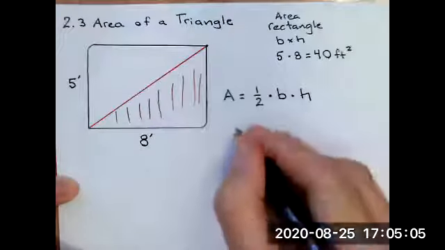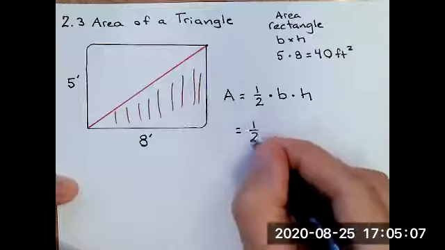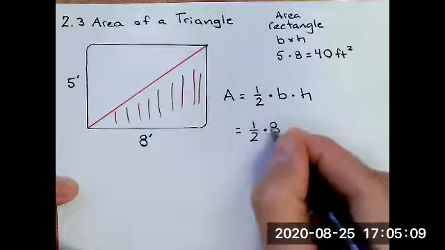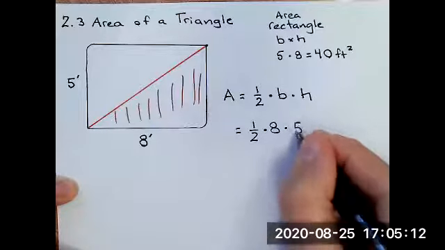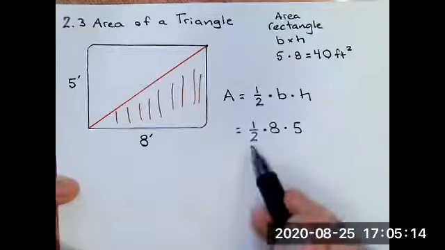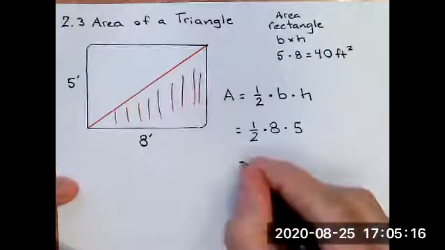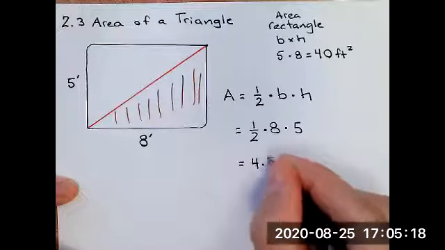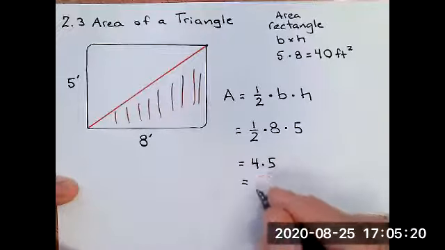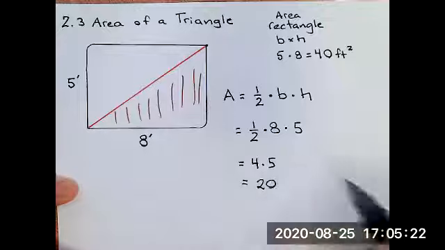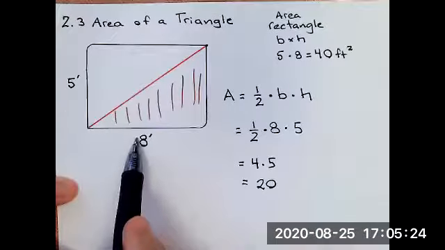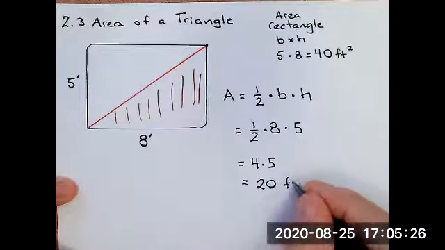So in this case, it's 1/2 times 8 times 5. 1/2 times 8 is 4. And that's 20. And because we have feet times feet, that's square feet.